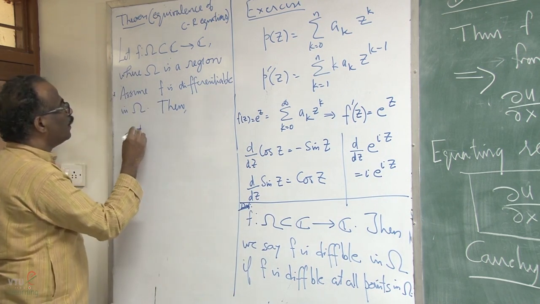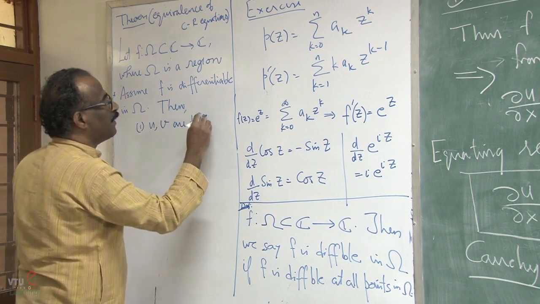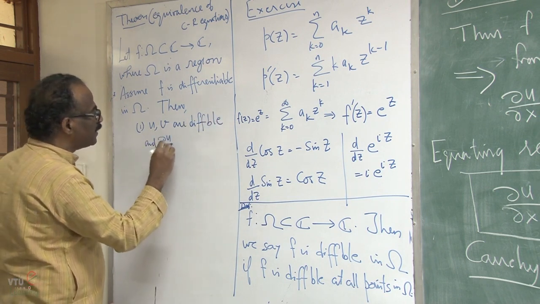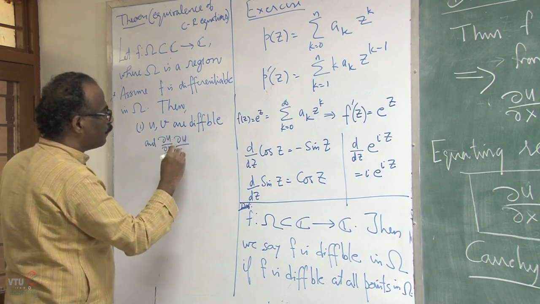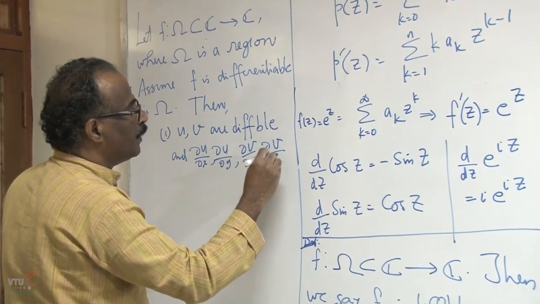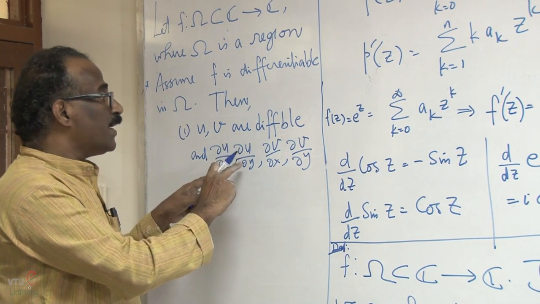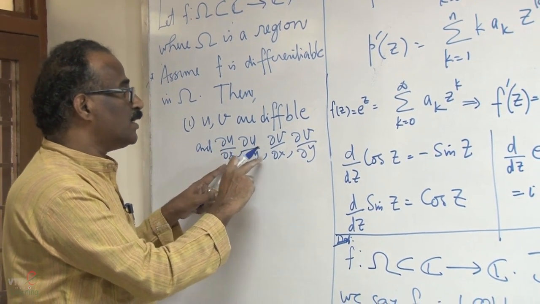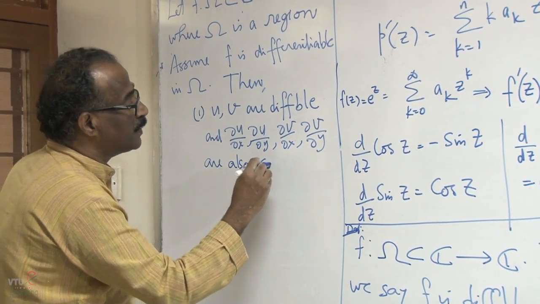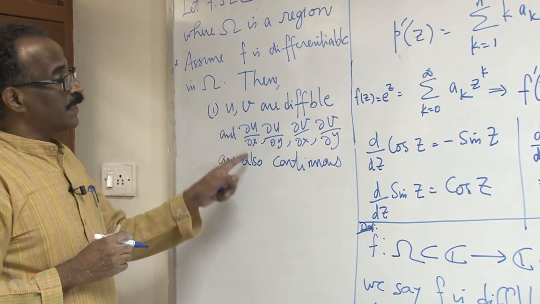Then one, u and v are differentiable as real valued functions, and so that differentiable means du by dx, du by dy, dv by dx, dv by dy exist. So as soon as it is differentiable, this already I made it as a corollary, this exists. What I want as an additional condition is that these functions should also be continuous. That's an important part. Also, that is a very important assumption. So it's not only that the functions are differentiable, the derivative need not be continuous.